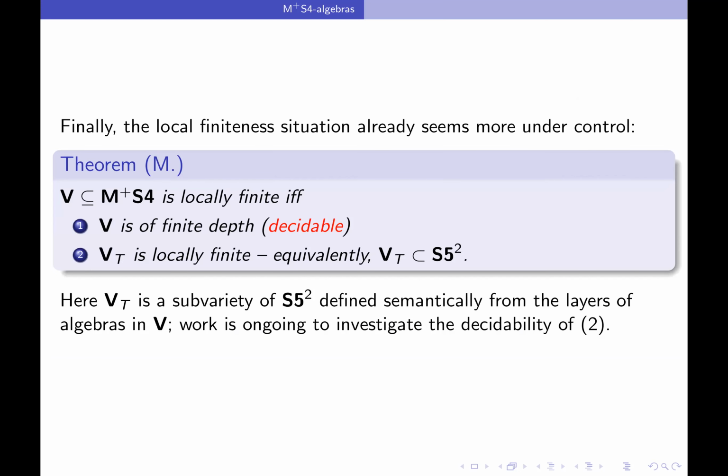So let me finish here with this. This is exactly the subvariety where it appears we're going to get the characterization we want, in the sense that you're locally finite if you're finite depth, which is decidable because of this unique minimal variety. And this certain other variety, V sub t, which is an S5 squared subvariety, is locally finite. I'm not going to put the definition here, but basically this is capturing a finite width condition. So this V sub t is generated basically from the layers of your algebras in V.